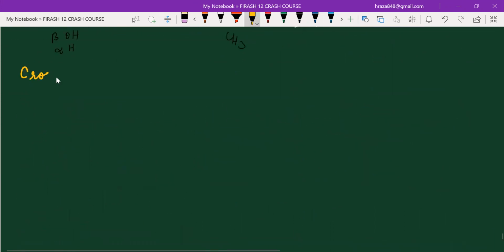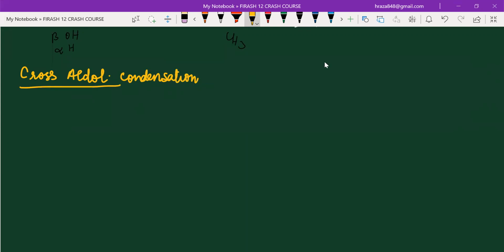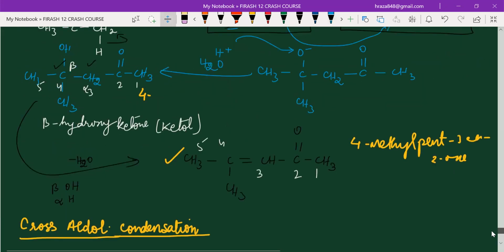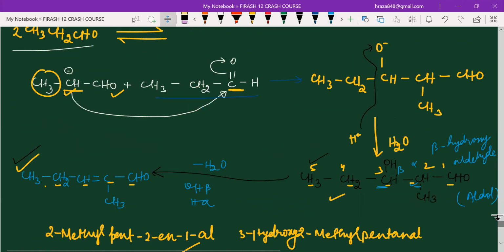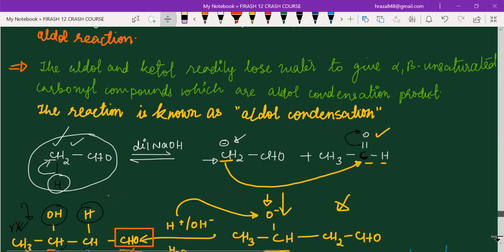Now we are going to do cross aldol. Cross aldol or cross ketol is a very easy reaction. Cross aldol condensation, this is in our syllabus, and cross ketol condensation, you can also do that. Okay. See what you need to do. In the previous question, we had taken the same mole of both. Have you seen? Like I had taken only propanol, 2 mole of propanol. Before this, 2 mole of ethanol.